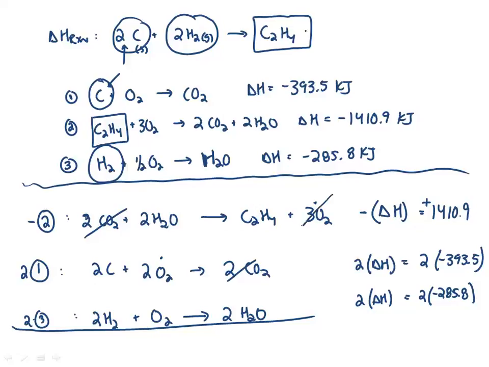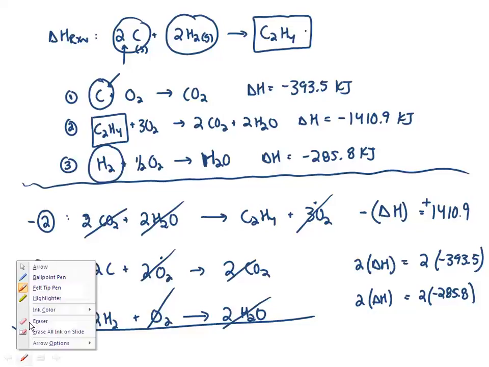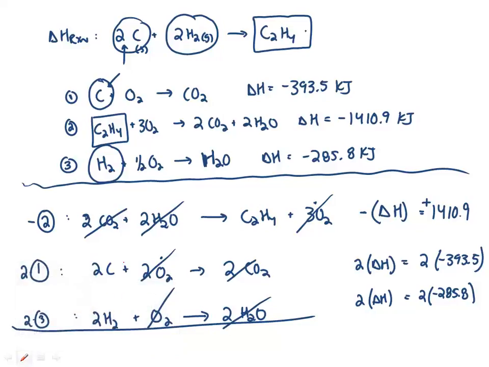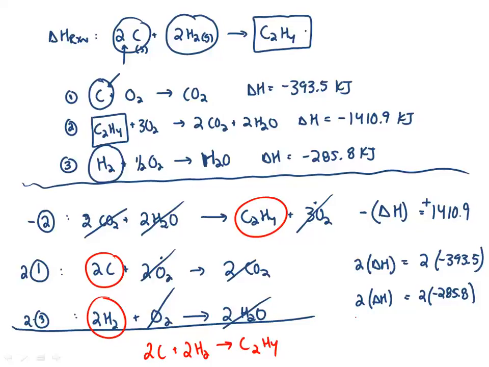For instance, I have 3 O2s here. Well, I've got 2 here and 1 here, so I can cancel them out. I've also got 2 waters and 2 waters. So the only things I have left, and maybe I'll write it in red just to highlight it, is, I've got 1 reactant, I've got my other reactant, and then I've got my product. So I've got 2 carbons plus 2 H2s go to C2H4. And then if I sum up all my numbers over there, I better get minus 52.3 kilojoules.